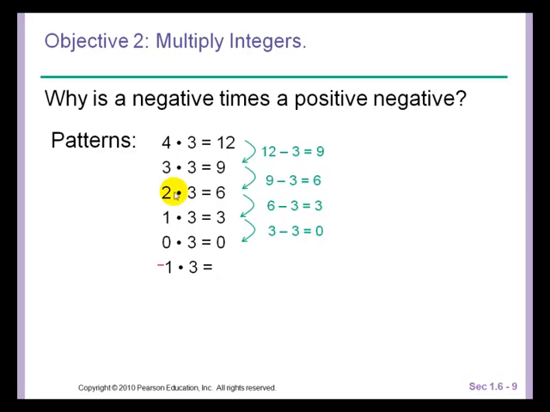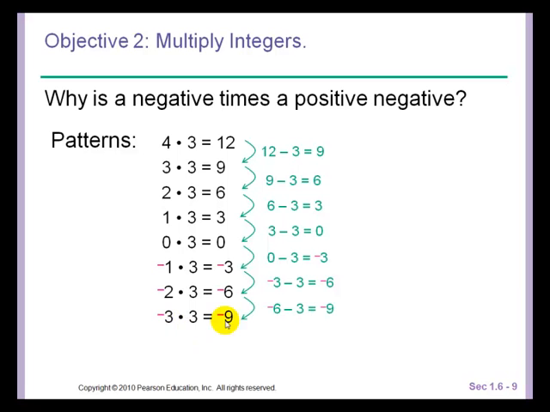If this pattern continues, when we get to negative 1 times 3, we should take this result and subtract 3 from it. 0 minus 3 would give us negative 3. And we could continue. Negative 2 times 3 should be this result, negative 3 minus 3, which gives us negative 6. And this continues. Negative 3 times 3 is negative 9, and negative 4 times 3 is negative 12. And again, this pattern of subtracting 3 continues no matter what.